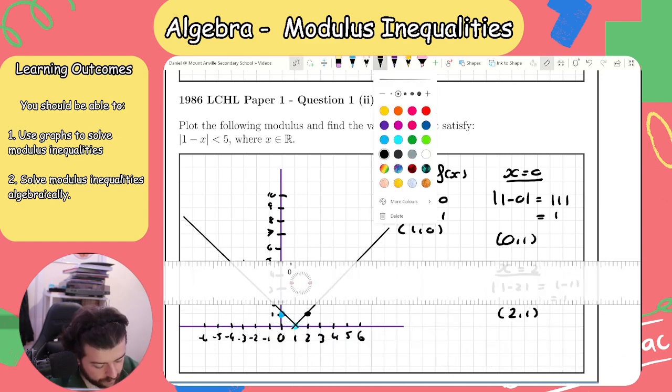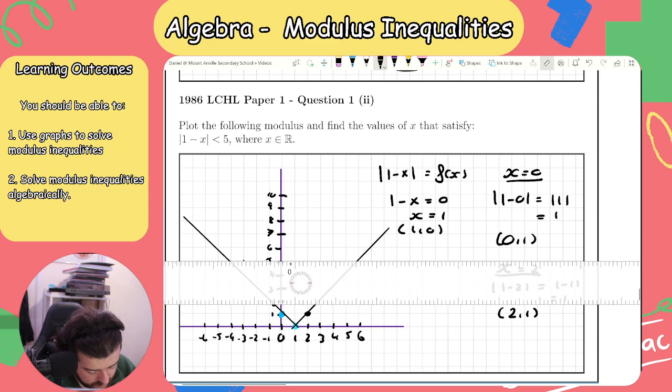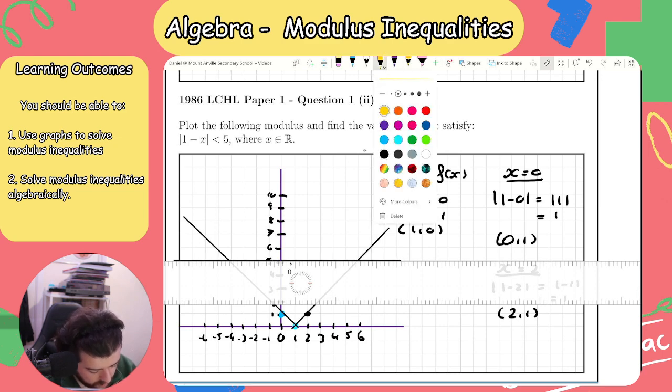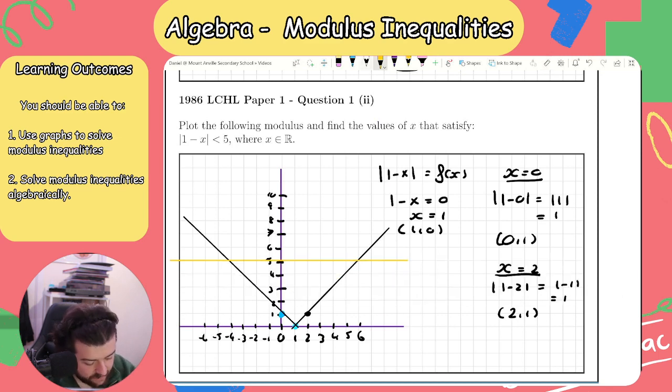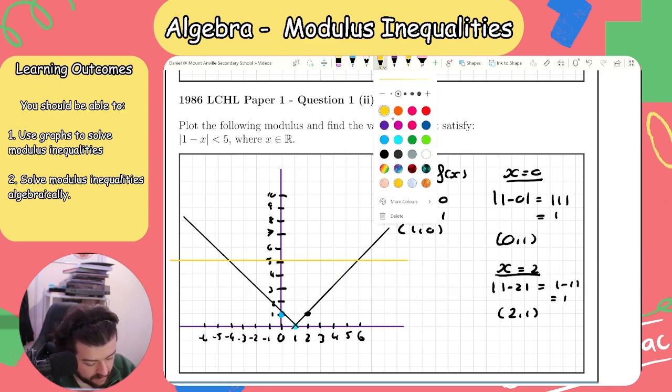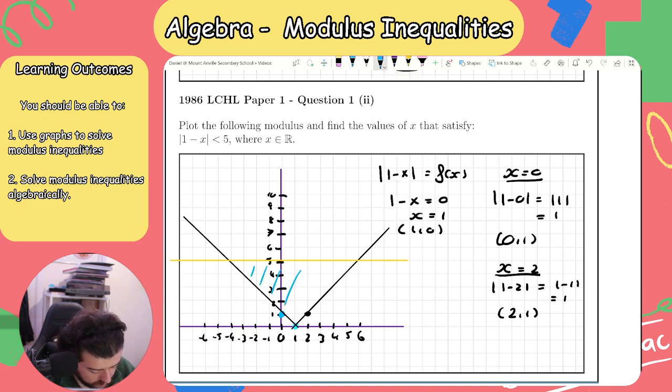Right, so plot it out, like so. Oh no, I want a different colour. Plot out here. So I'm looking for the values less than 5. So I'm looking for the trapped values here. So I'm looking for these ones.